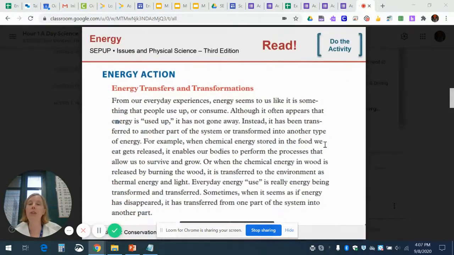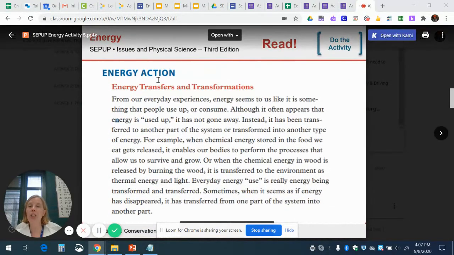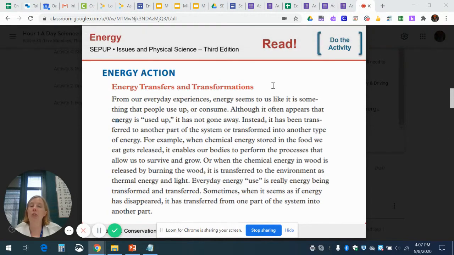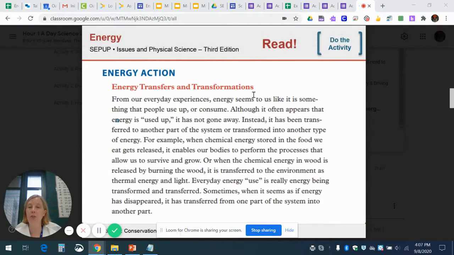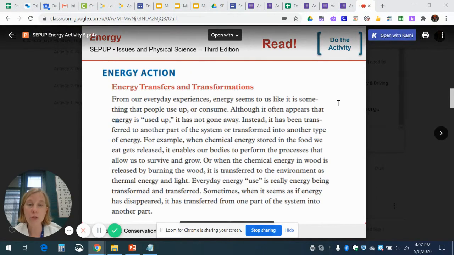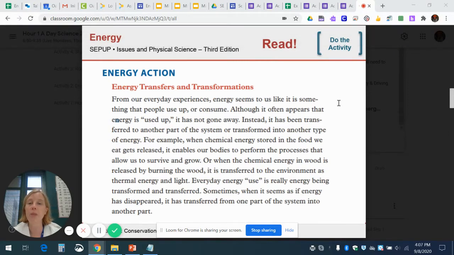All right, so here is the reading. This is the energy in action. You want to make sure that you write down at least 2 main ideas or 2 facts from each section. So the first section is energy transfers and transformations. It says, from our everyday experiences, energy seems to us like it is something that people use up or consume. Although it often appears that energy is used up, it has not gone away.